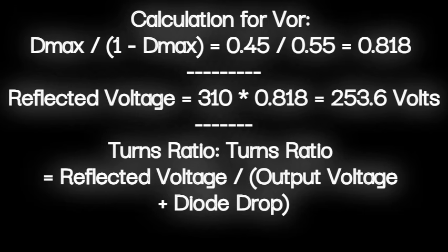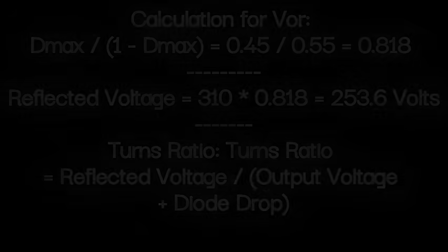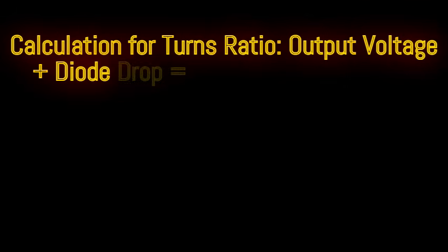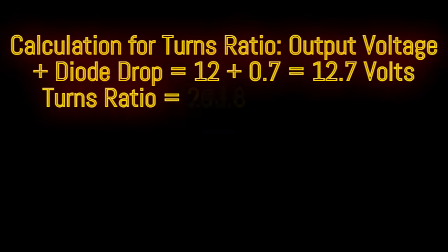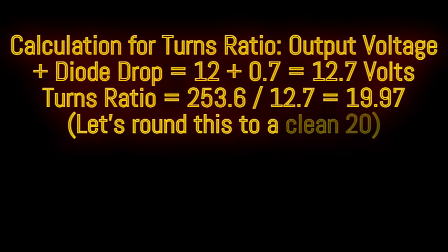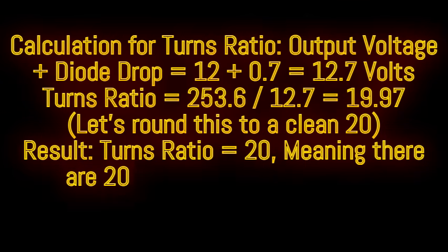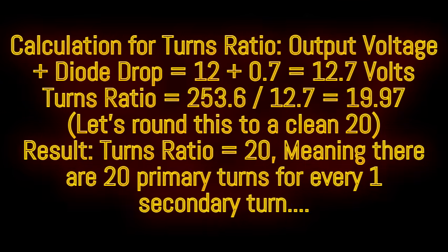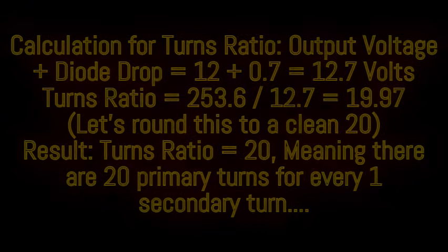Formula for turns ratio equals reflected voltage upon output voltage plus diode drop. Calculation for turns ratio, output voltage plus diode drop equals 12 plus 0.7 equals 12.7 volts. Turns ratio equals 253.6 upon 12.7 equals 19.97. Let's round this to a clean 20. Result, turns ratio equals 20, meaning there are 20 primary turns for every 1 secondary turn.